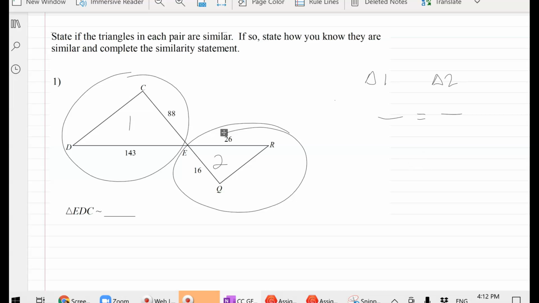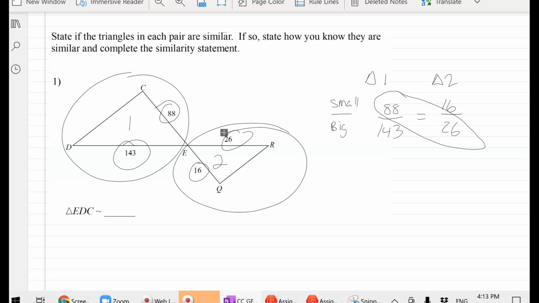In the top one, I'm going to put the smaller number. In the bottom one, I'm going to put the bigger number. Again, it doesn't matter. I can put the bigger number on top and the smaller number on the bottom. It's just to organize it. 88 is smaller, so I'm going to put that in the top. 16 is smaller, so I'm going to put that in the top. 143 is bigger, so I'm going to put it at the bottom. 26 is bigger, so I'm going to put it at the bottom. If these are the same as each other, they are similar because the angle in between is congruent because of vertical angles.